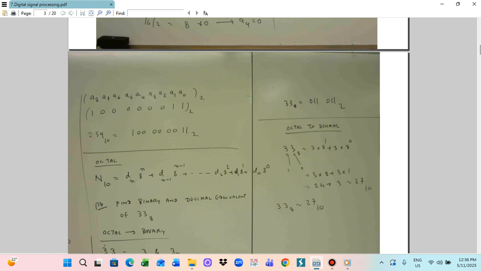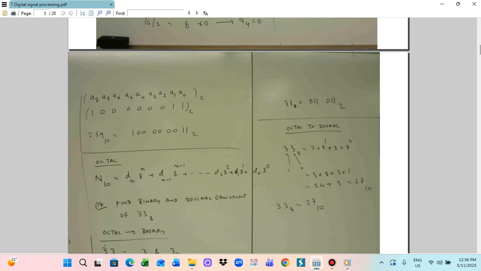So we got the remainder, A0 is 1. And 129 divided by 2, the result is 64, remainder 1. So we got the remainder, so this is A1. 64 divided by 2, result 32, remainder 0. So A2 is equal to 0.